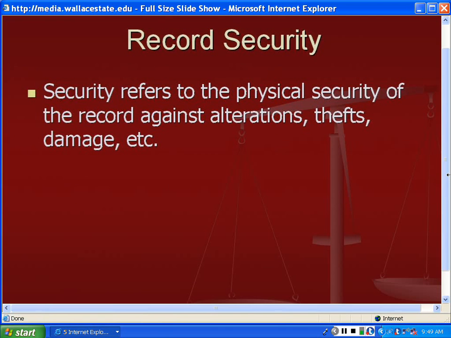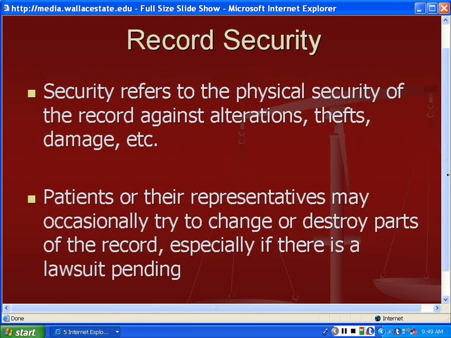But let's look at record security from a paper record standpoint. If a patient or the patient's representative asks to see a record and it's been authorized, then they can sit down with the record, but there's always a chance that they can change it or try to destroy parts of it. It's very easy to remove a page off the medical record. Just jerk it real fast and it comes off the prongs. Especially if there's a lawsuit pending. Normally a patient wouldn't try to do anything like this, but the patient's representative may be the patient's lawyer.